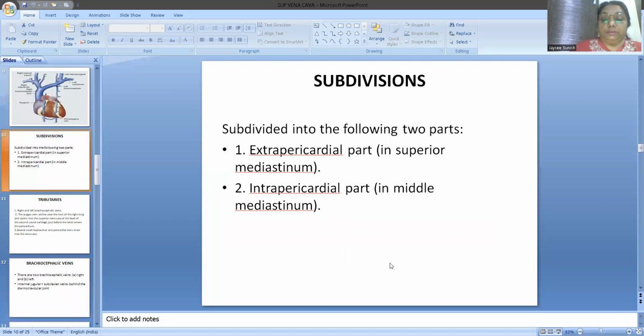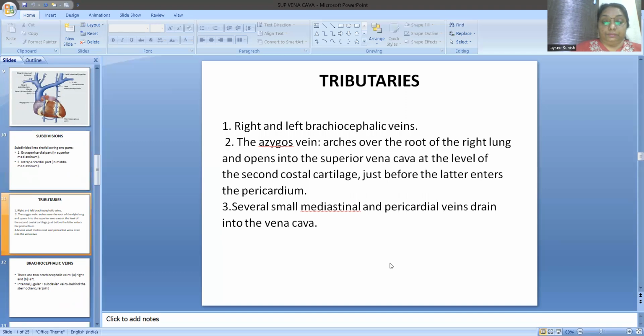Now we will see the two parts of the superior vena cava: one is the extrapericardial part, and the second is the intrapericardial part. The extrapericardial part lies in the superior mediastinum, and the intrapericardial part lies in the middle mediastinum. Now we will see the tributaries of the superior vena cava.